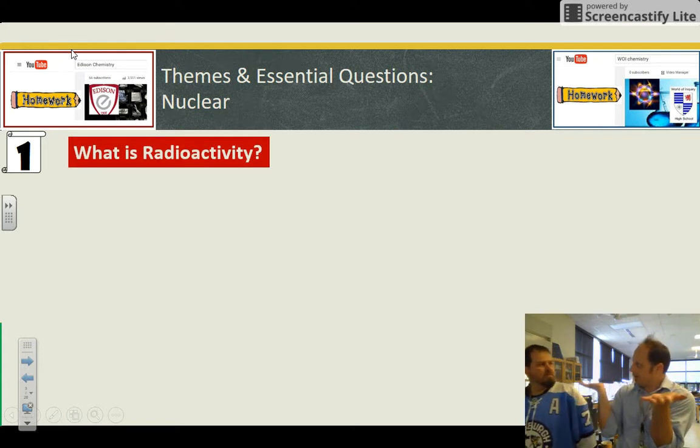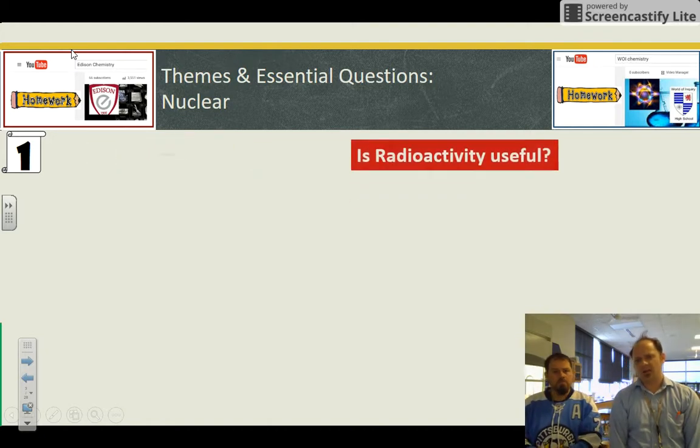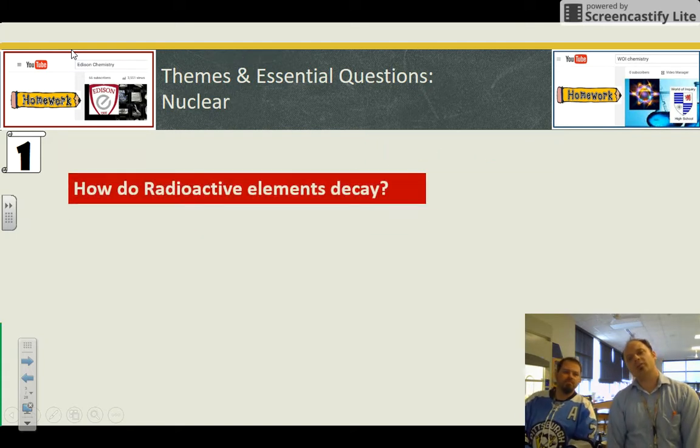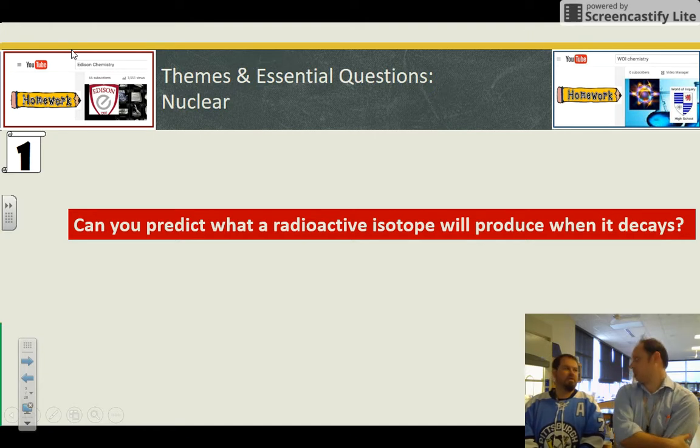What is radioactivity? Again, one of those words that we've all heard of before we hit Regents Chemistry, where Monaco and I will maybe redefine what it is a bit, or clarify, or go a little deeper. Is radioactivity useful? Isn't it just dangerous? We will find out. How does a radioactive element decay? Hopefully there'll be some reference tables for that. Oh, definitely. And can I predict what a radioactive isotope will produce when it decays?